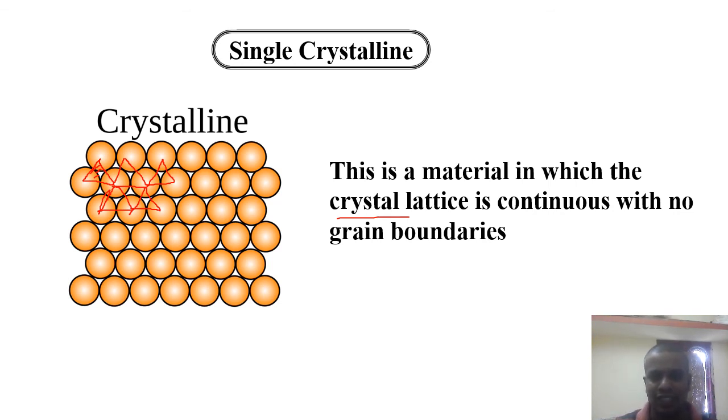What do we mean by grain boundaries? It means you can't see any gap or any different structure here. If you have two different structures in the crystal lattice, the gap between the two different structures we call the grain boundary. Maybe in the next slide you will get a clear idea about grain boundaries. Anyway, now we understand what a single crystalline solid is.